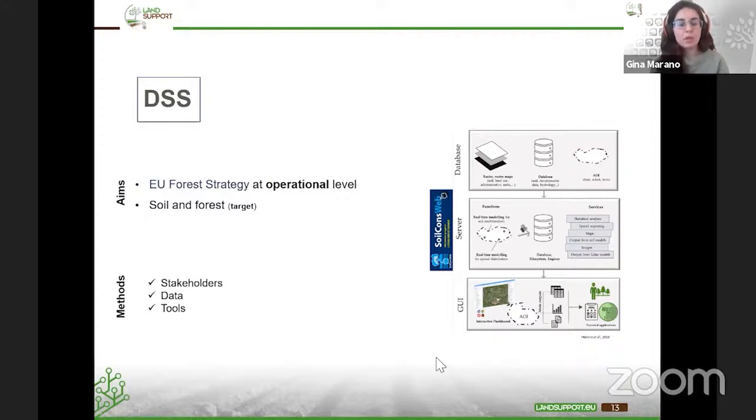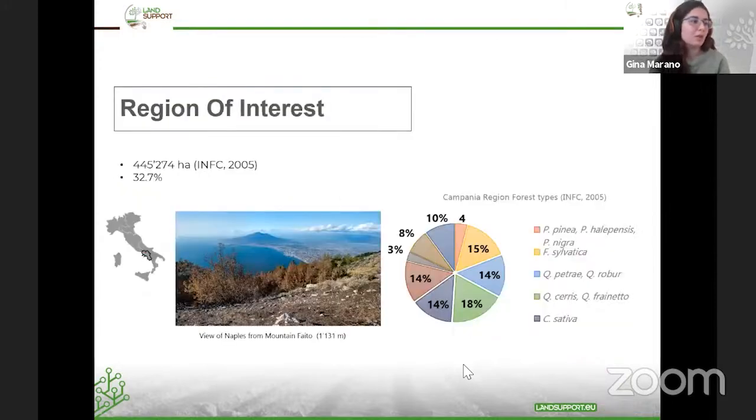This was a previous geospatial decision support system developed by the University of Naples. They are quite avant-garde in this field. And they, of course, continued and mutuated the cyber infrastructure into a new project, the Land Support Project, which gave us the possibility to put our hands on the work and try to develop something concrete for the forest practitioners in Campania region.